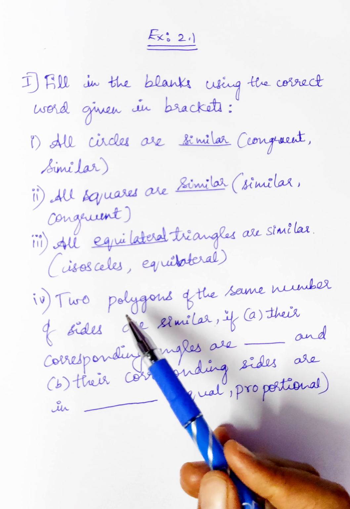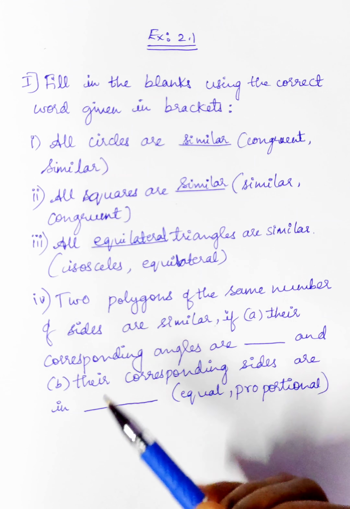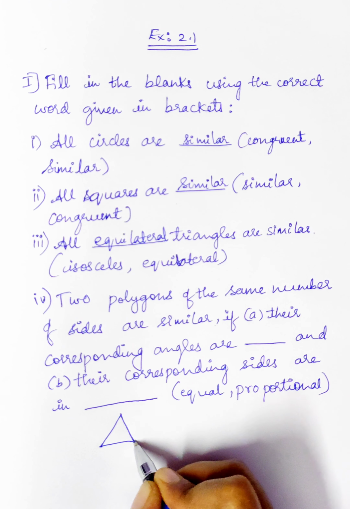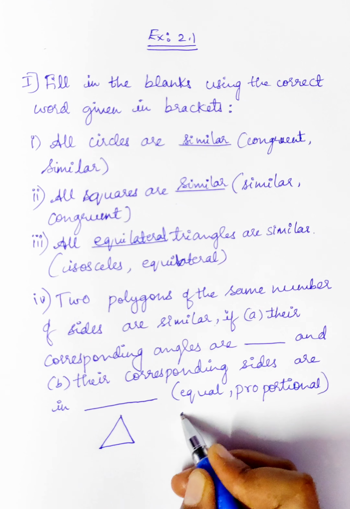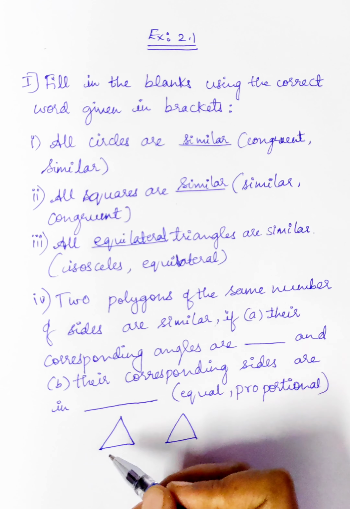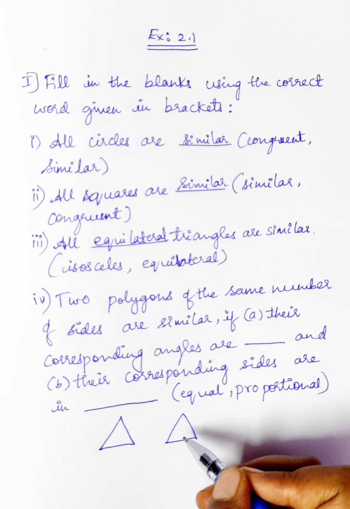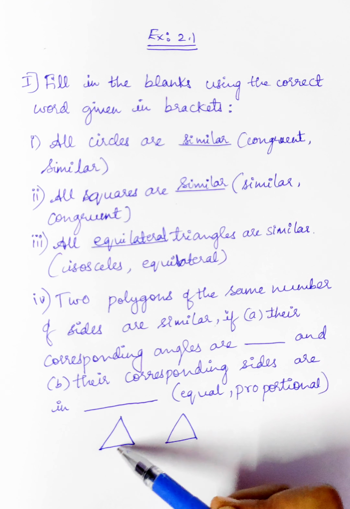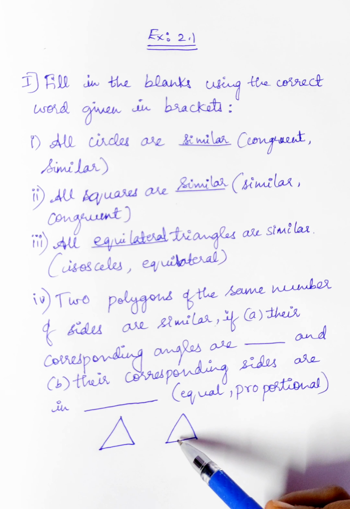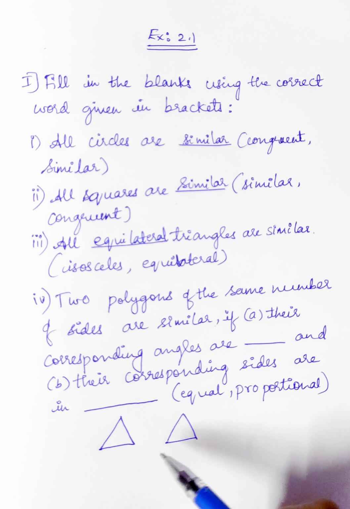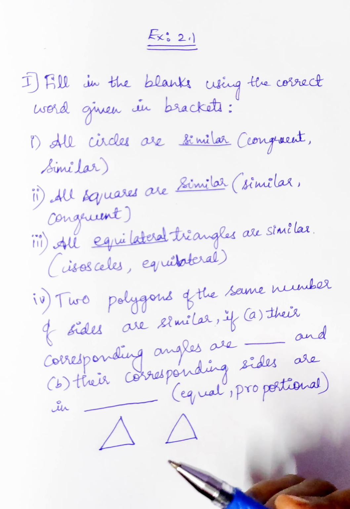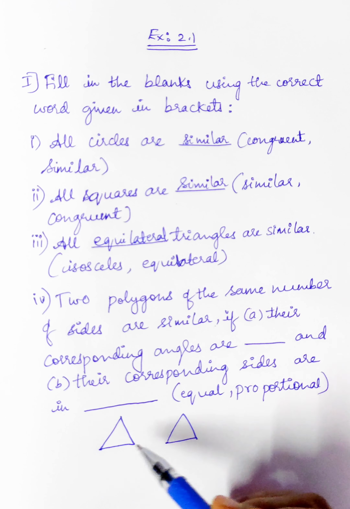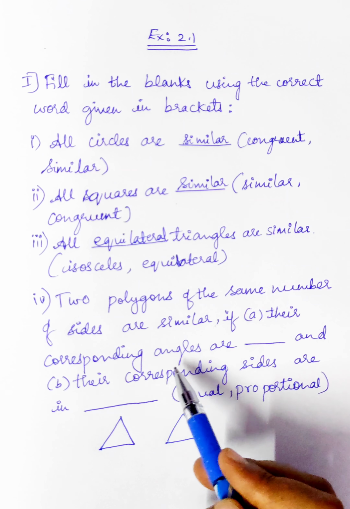Now if you take a triangle, normally a triangle, and another triangle here. Now this is a polygon, two polygons of the same number of sides. Here there are three sides, here there are three sides. Now they are said to be similar, similar in the sense same shape but different size. I am not talking about the size here. If their corresponding angles are equal.